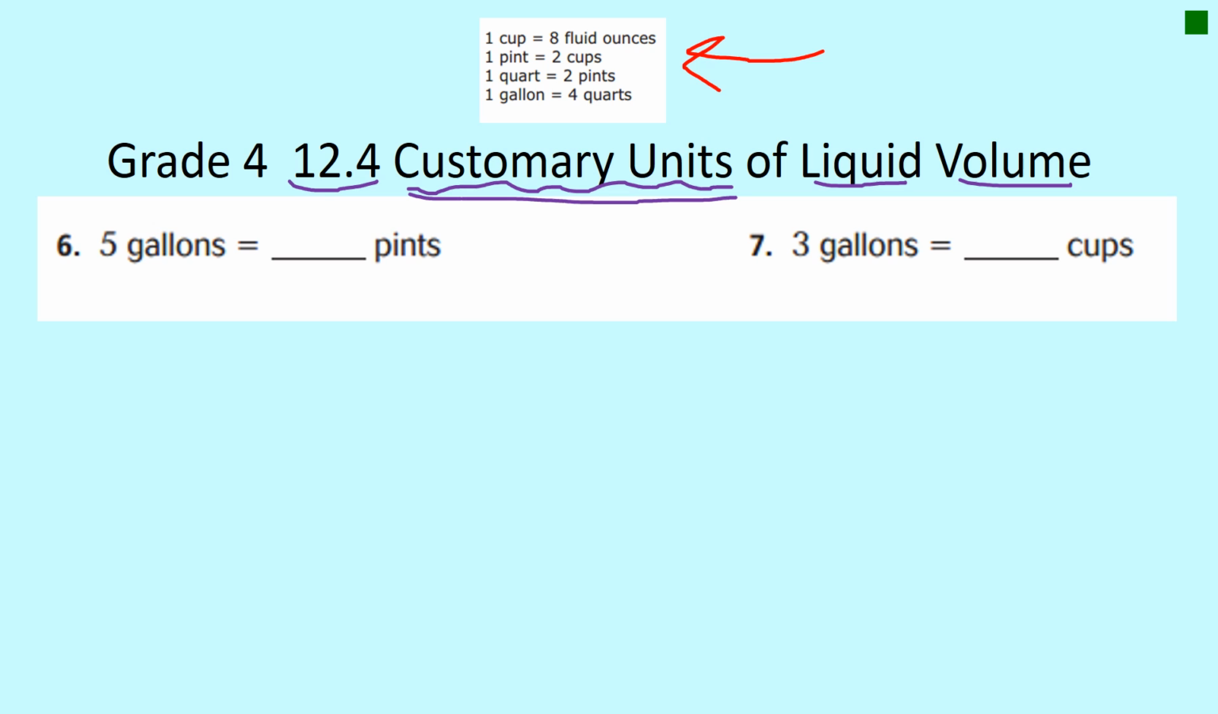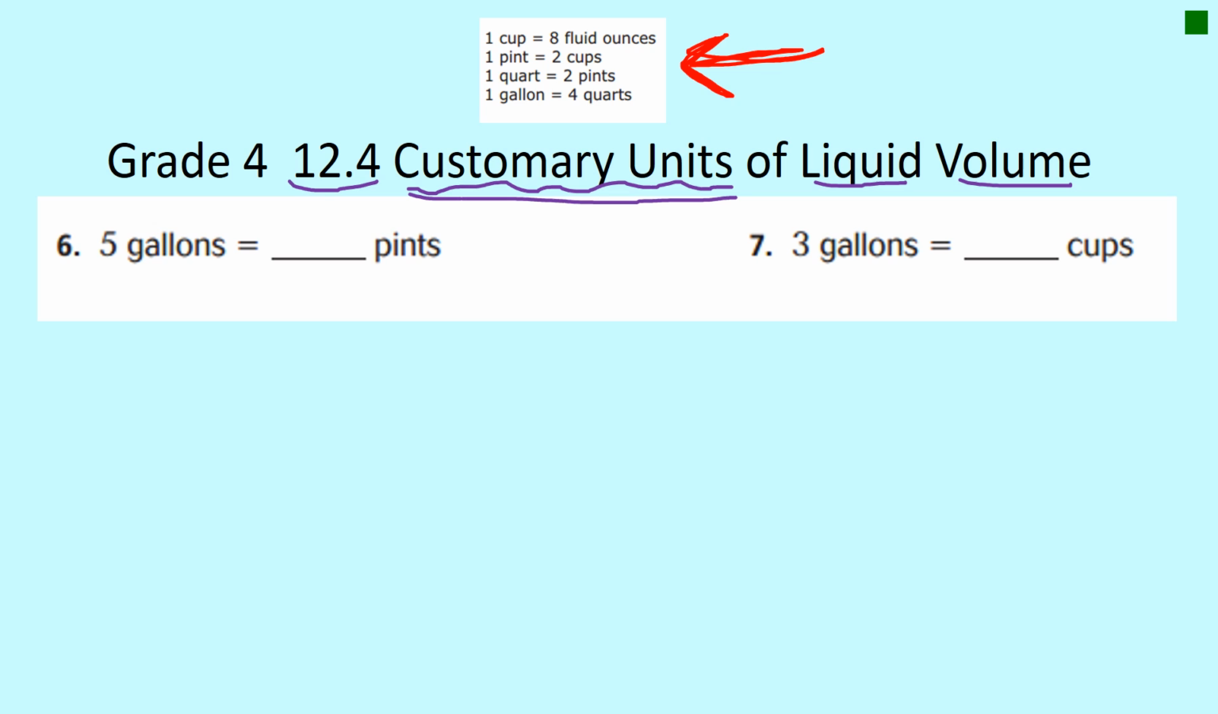So on all these pages in this video, I have just done a little snippet of the conversions right there. So 1 cup equals 8 fluid ounces. 1 pint equals 2 cups. 1 quart equals 2 pints. And 1 gallon equals 4 quarts. I don't know why I forget that, but I do.